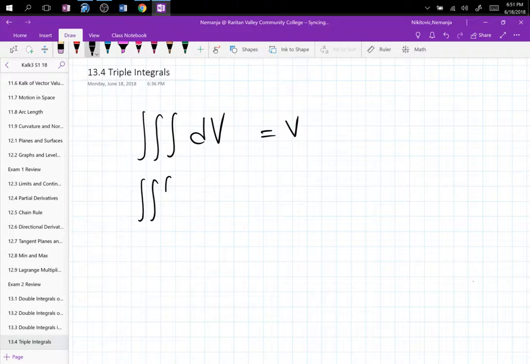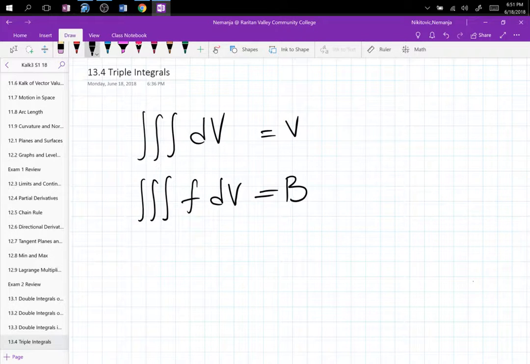But then we can have a triple integral and then a function dv, and that will be computing the fourth dimensional concept called bulk. So area, right, 1D is length, 2D is area, 3D is volume, 4D is bulk.